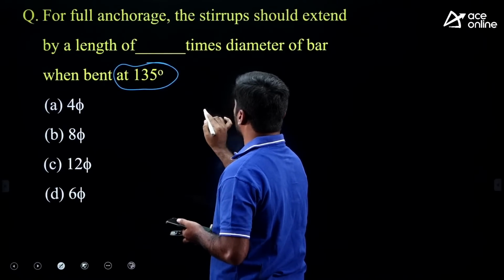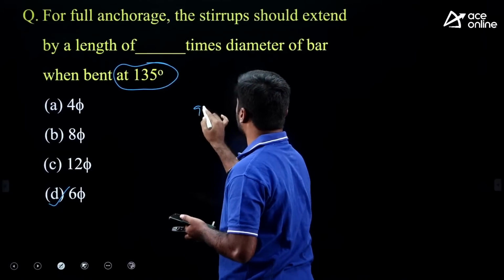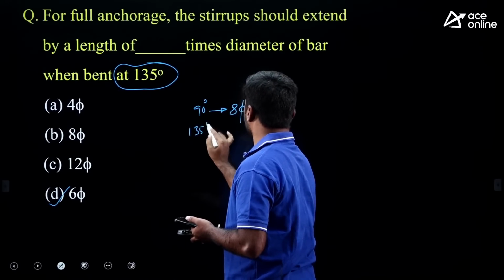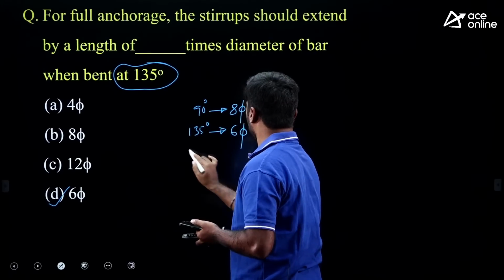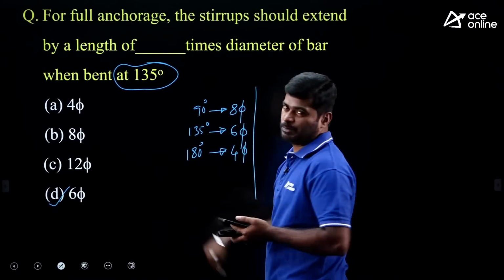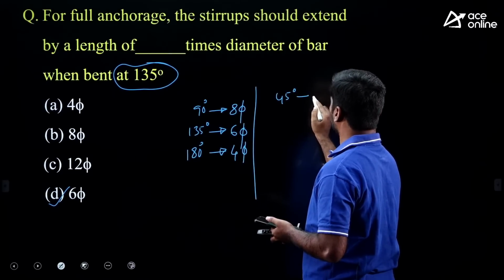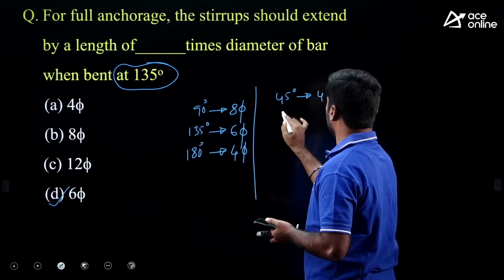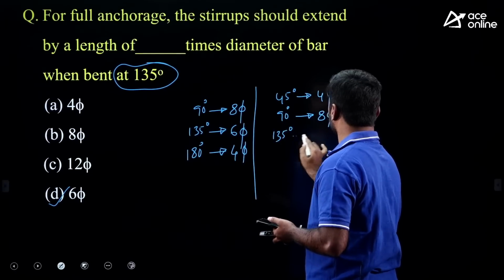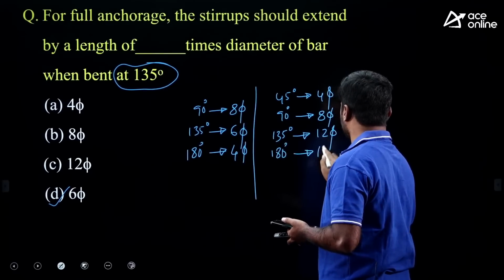135 degrees bend, my dear. For stirrups, for a 135 degrees bend, we have to provide 6 times bar diameter. For a 90 degrees bend, 8 times bar diameter, and for a 135 degrees bend, 6 times bar diameter. For a 180 degrees bend, it is 4 times bar diameter. It is for stirrups. For tension steel, a 45 degrees bend, 4 times bar diameter, and 90 degrees bend, 8 times bar diameter, and 135 degrees bend, it is 12 times bar diameter.